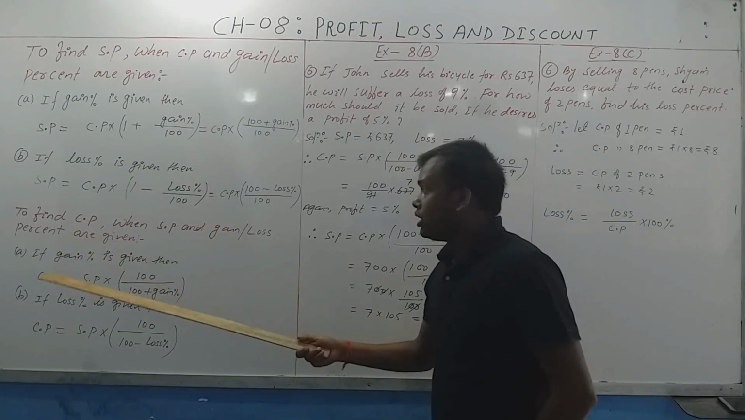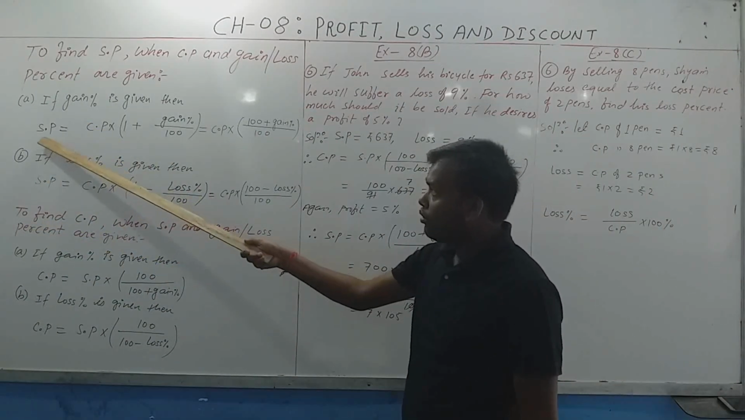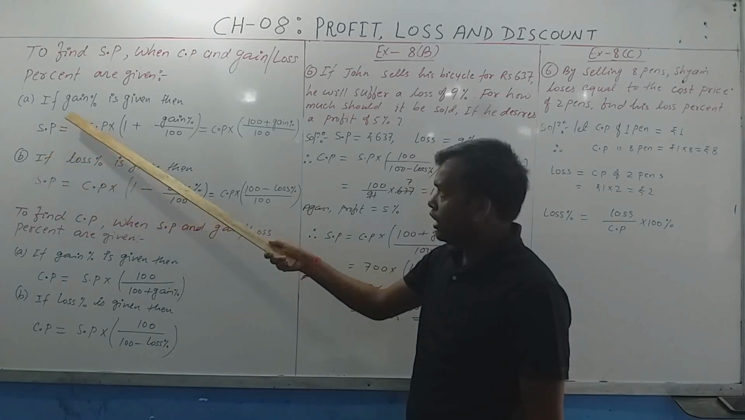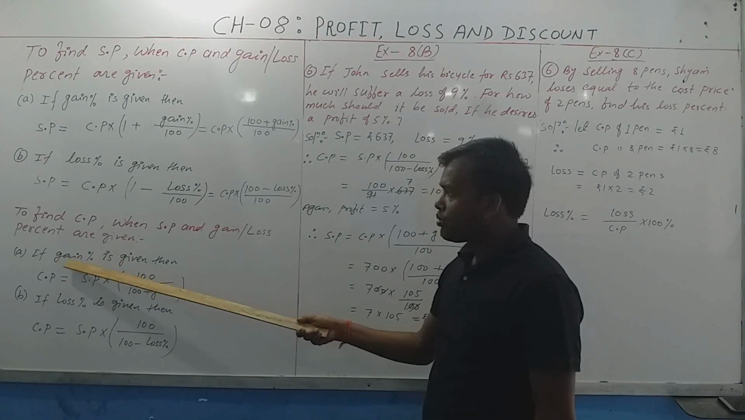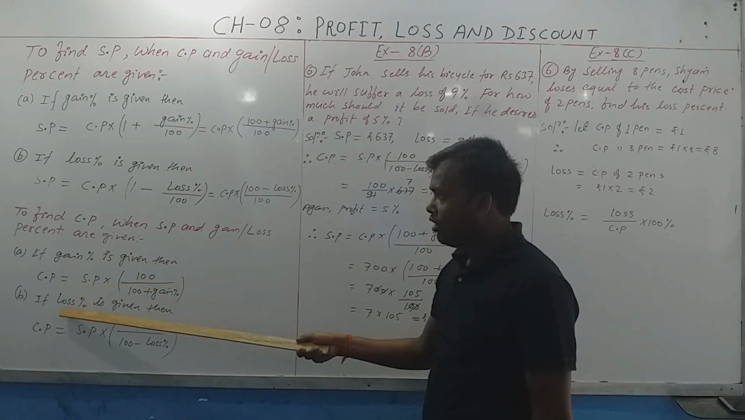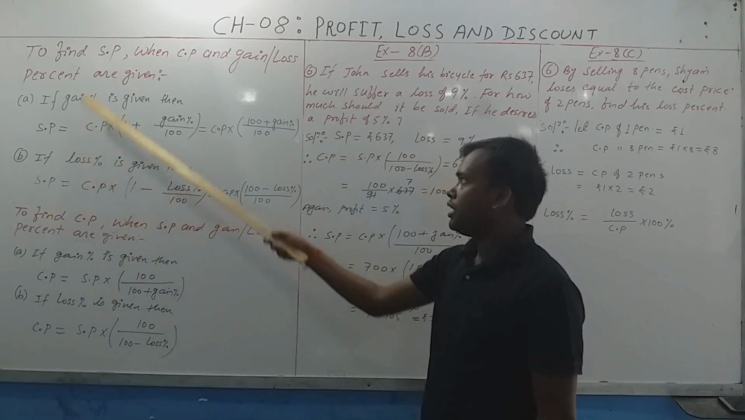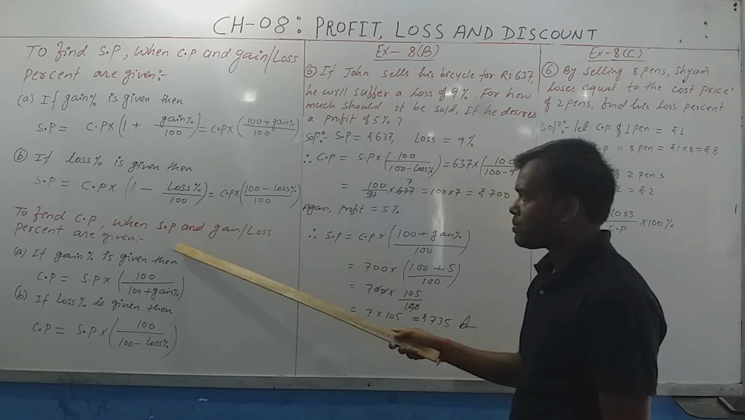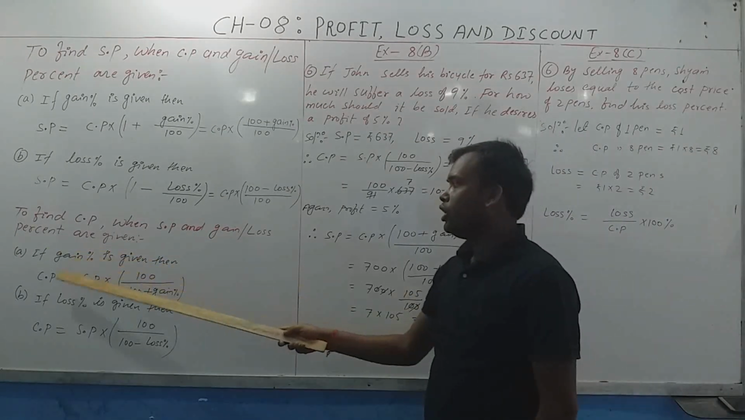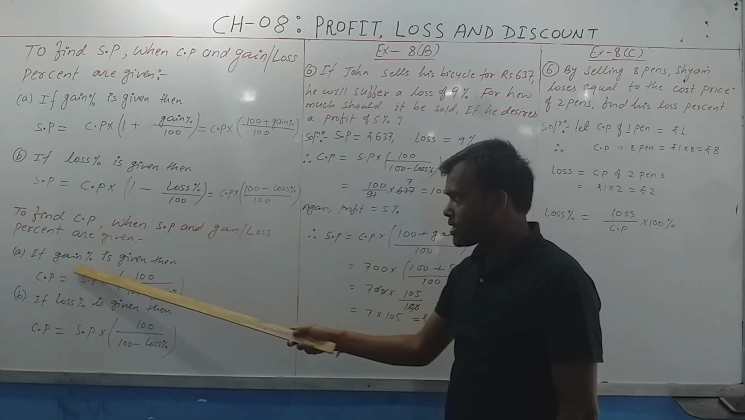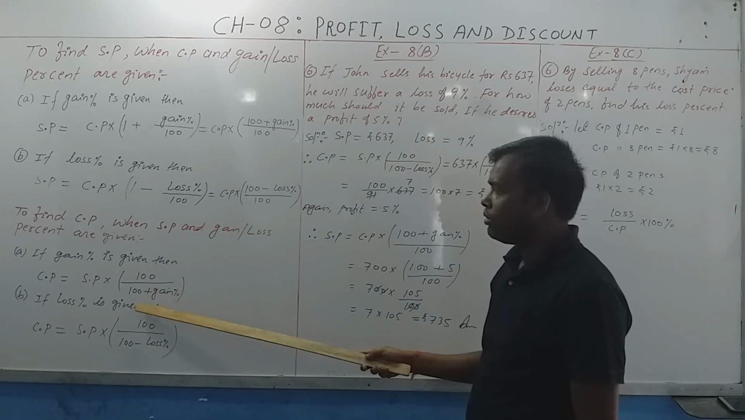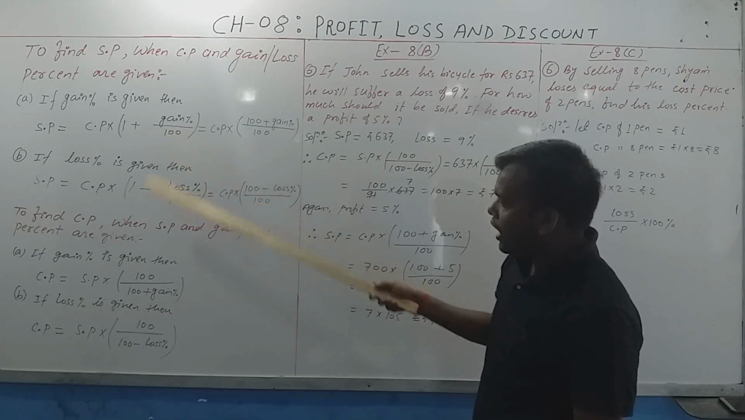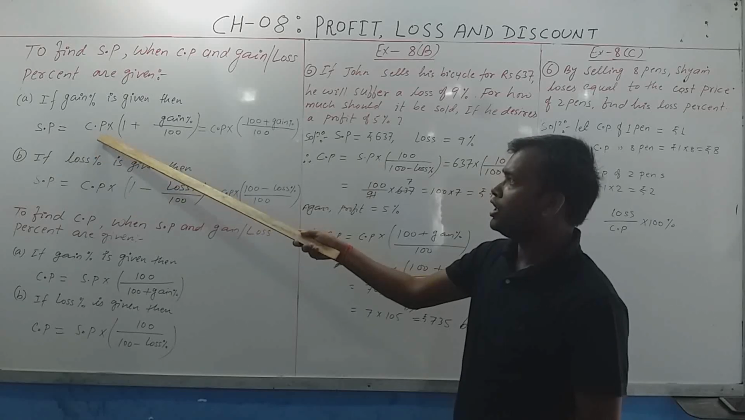Now the third one. Here we were finding SP in different conditions. Now we will find the CP under the same conditions, when gain percent is given and loss percent is given. To find CP, here is the SP: to find CP when SP and gain or loss percent are given. So gain percent is given. If gain percent is given, then CP will be SP into 100 divided by 100 plus gain. That means I have just simplified this formula from the earlier one.